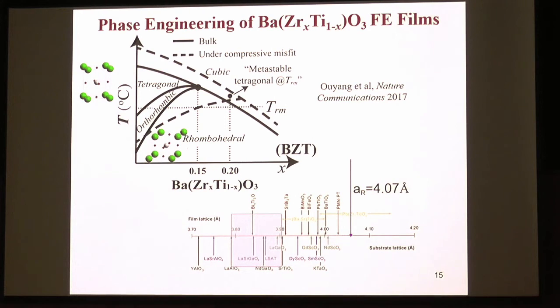Lanthanum aluminate and strontium titanate. It's a really good range. We actually started with three substrates, LAO, STO, and also the LSAT right here. So they all have different misfit.